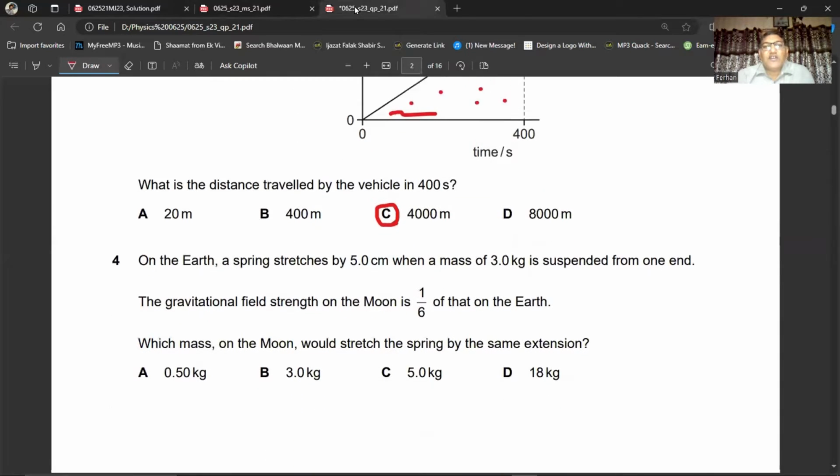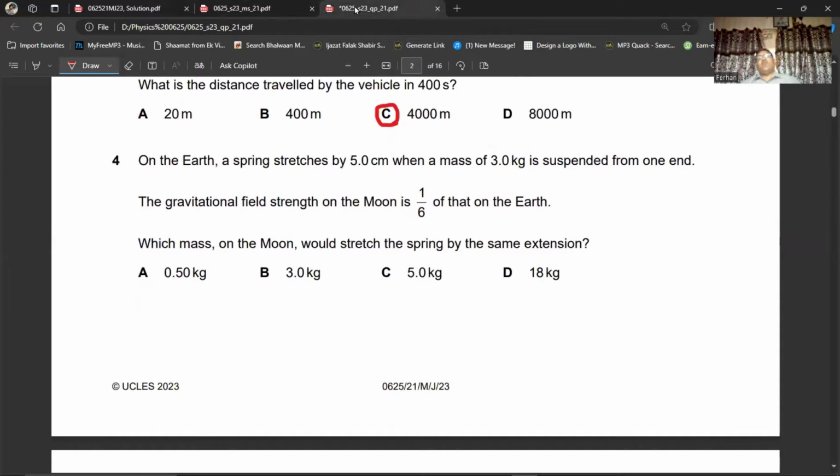Okay, now we are going to the next question. That is question number 4. He says, on the earth, a spring stretches by 5 centimeters when a mass of 3 kg is suspended from one end. The gravitational field strength on the moon is 1/6 that on the Earth. Which mass on the moon would stretch the spring by the same extension? To produce the same extension, whether you are on the moon or on Earth, you need the same amount of force with which you will stretch.